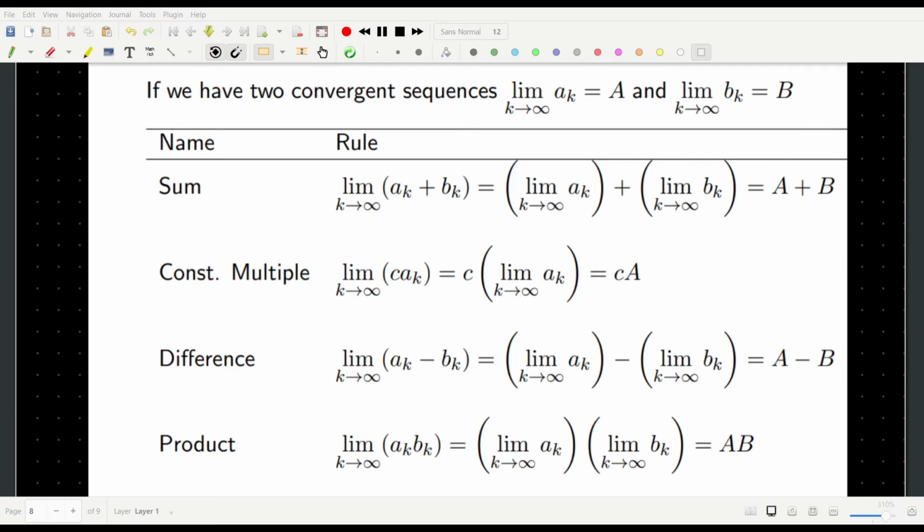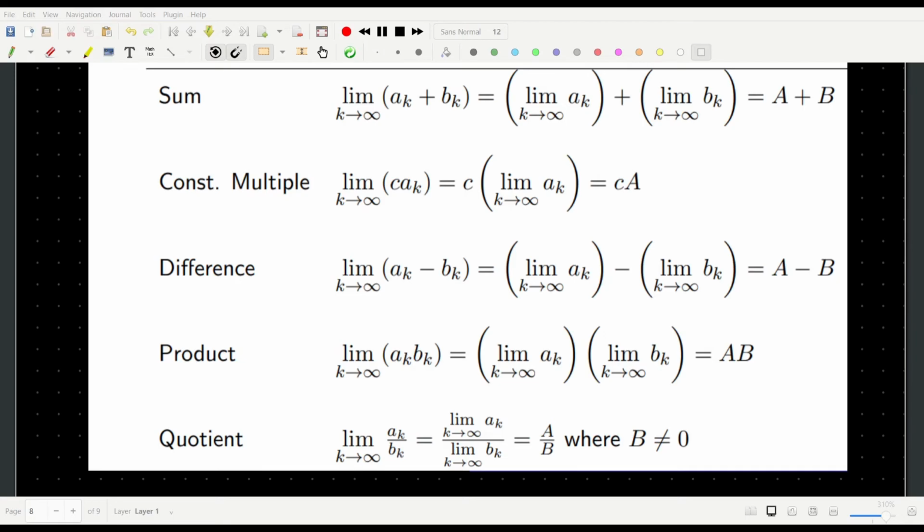We have a product limit law, which says that the limit of a sequence a_k times b_k will be the same thing as the limit of a_k times the limit of b_k, or A times B. And lastly, we have a quotient limit law, and this only holds when the limit of the denominator is non-zero, so the B's are non-zero. The limit of a_k over b_k will be the limit of a_k over the limit of b_k, which is A divided by B.